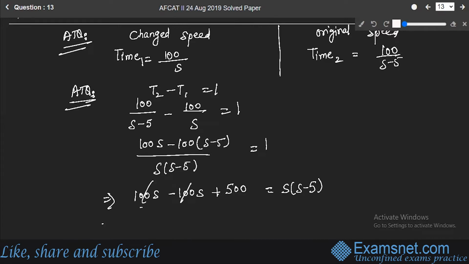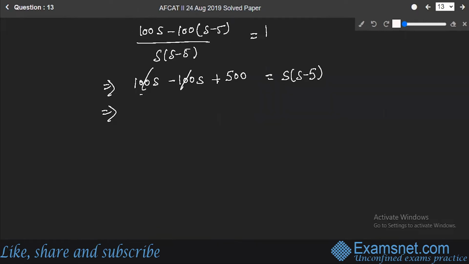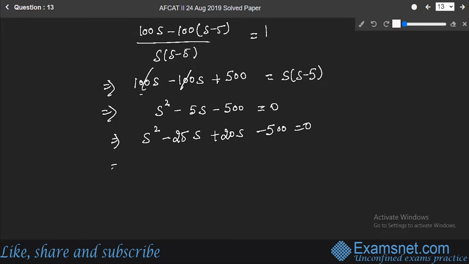They will cancel. And let's open the brackets on the RHS. You will have a quadratic equation of the type s square minus 5s minus 500 is equal to 0. So the two factors, I want two such numbers. The product of the numbers is minus 500 and the sum of the two numbers is minus 5. So two such numbers are minus 25s and plus 20s. Minus 500 is equal to 0.